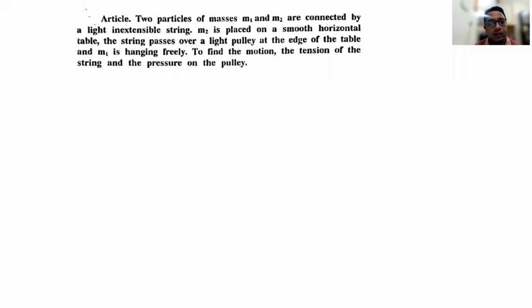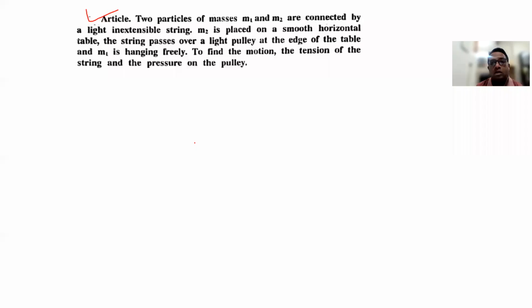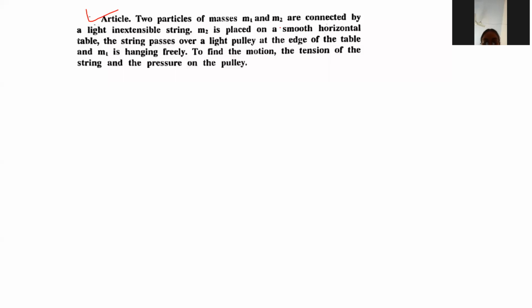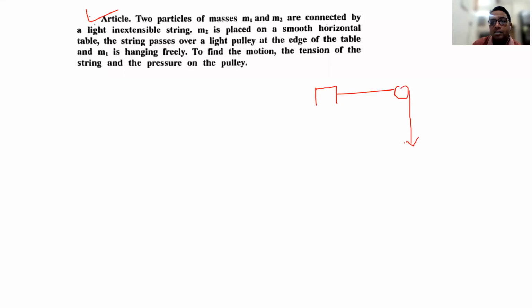In the next topic, we again have two particles connected by a string. But the difference from the previous video lecture is that one particle is placed horizontally and the other particle is placed vertically. This is the second particle. So let us see what this article says.